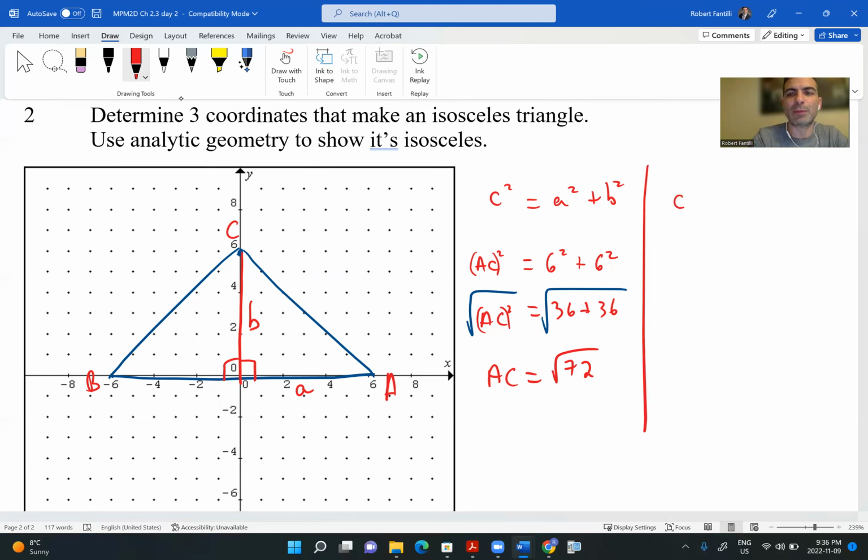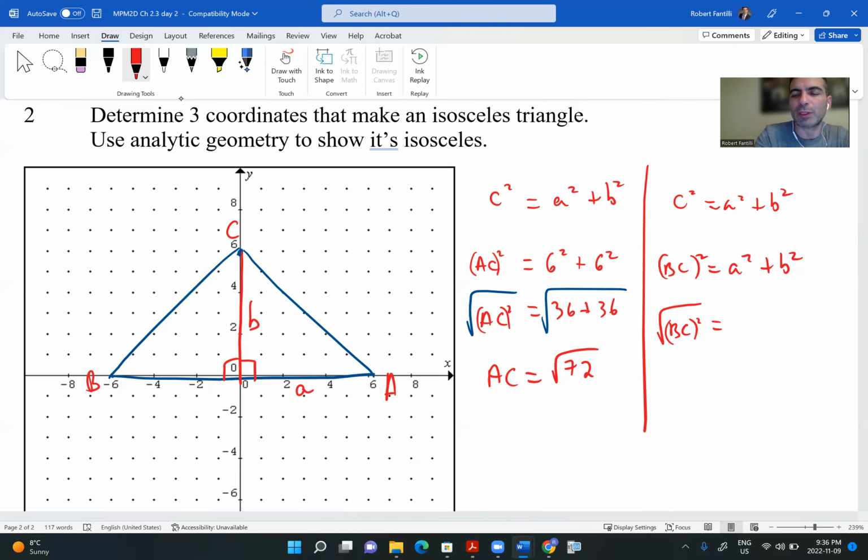And then the next one, I'm still going to follow C squared equals A squared plus B squared, except this time I'm doing BC squared equals A squared plus B squared. But it's the same over here. That's 6, and the height is still 6. So basically we're dealing with the exact same thing. Then the square root of BC squared is equal to the square root of 36 plus 36.